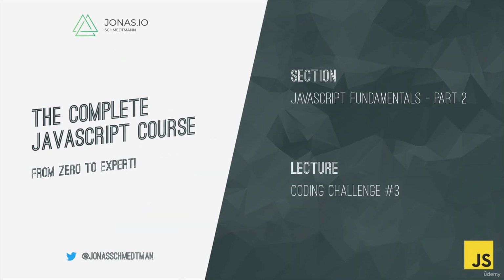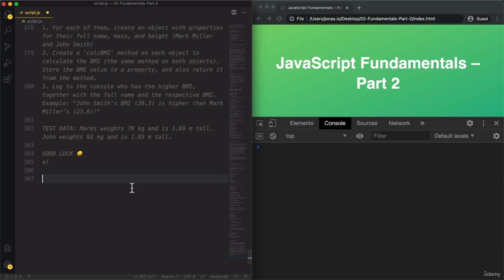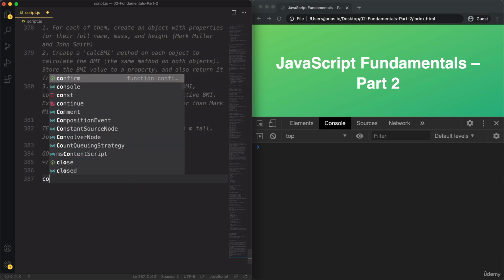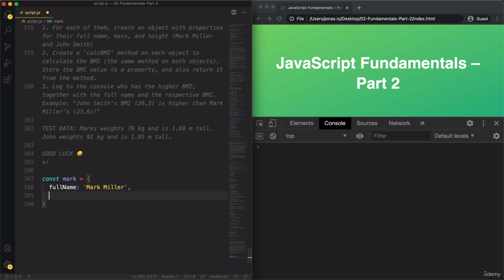Okay, so let's get to work. So, number one is creating an object for each of them. So object Mark. So full name property Mark Miller. Then the mass, which is 78 kilograms, and then the height, which is 1.69 meters. So that's it for now.